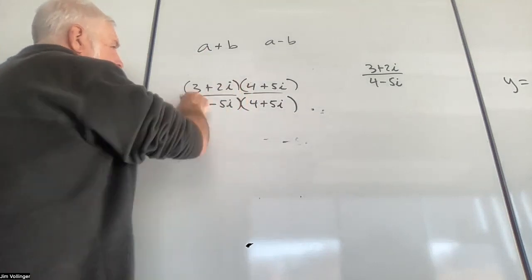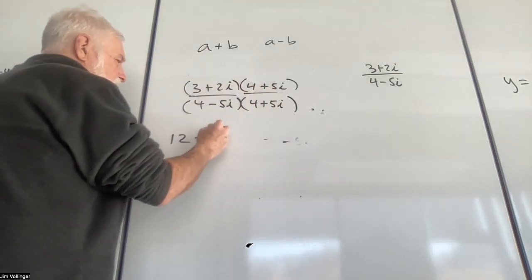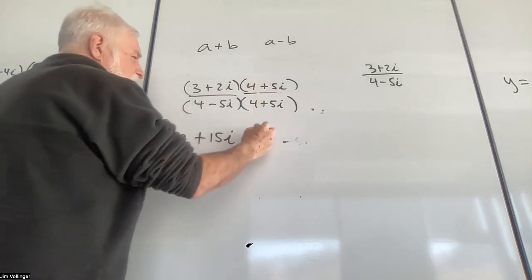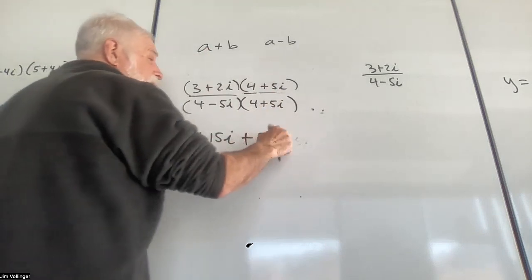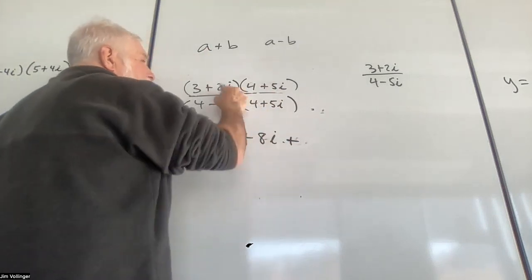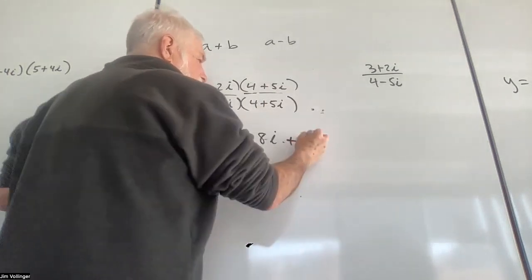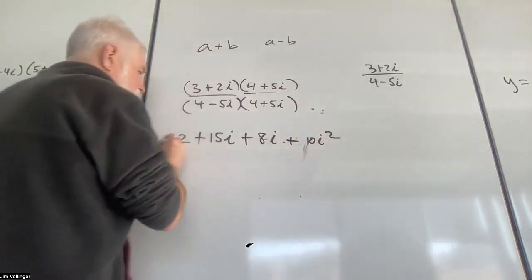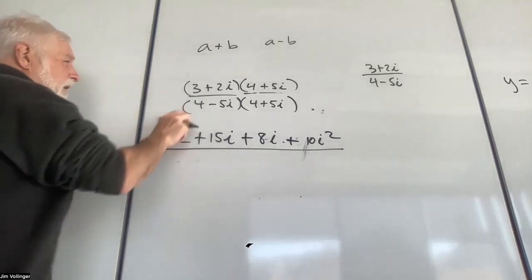3 times 4 is 12. 3 times 5i, plus 15i. Plus 8i. 2i times 5i. 2 times 5 is 10. And i times i is i squared. So I didn't write the 10. 10i squared divided by, and we'll do the middle terms once, but never again.